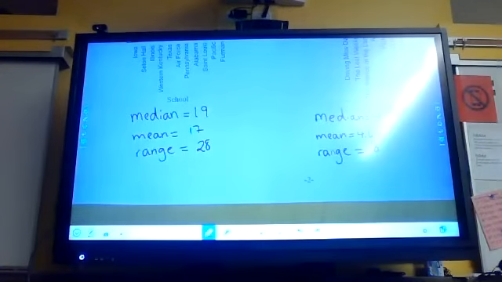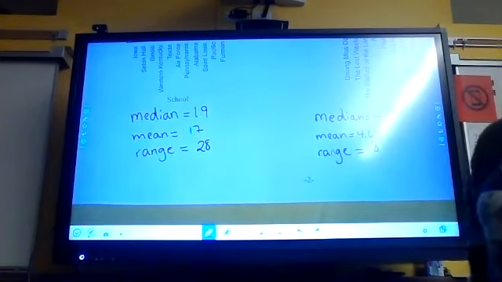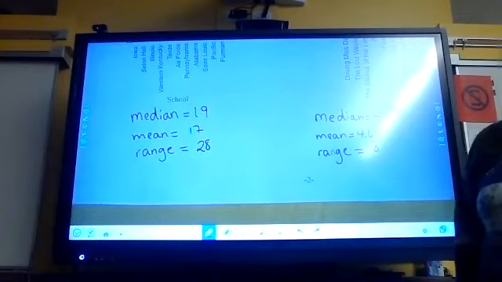All right, your last two, guys. The first one, which is the NCAA, the very middle for those schools means they would have won 19 of those tournaments. The average is 17 wins. And the range is 28. That's a pretty big range. Some schools are winning a ton, some not at all.